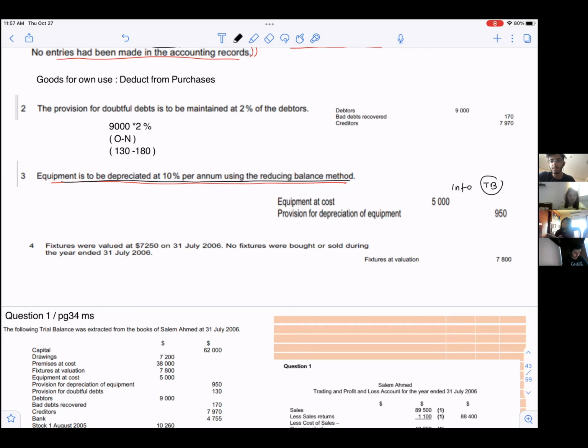Who can give me the effect of this adjustment? Equipment is to be depreciated at 10% per annum using the reducing balance method. Just reduce the equipment by 10%. Rohit, what do you think? Do I subtract 5,000 from 950 and then take 10%? Prishna, what do you think? I'm not sure. Which method is this? Reducing balance method.